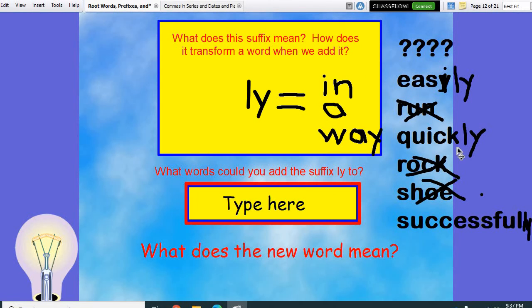What about quickly? That would mean you're doing it in a quick way. That's the way you're doing it. You're doing it quickly.